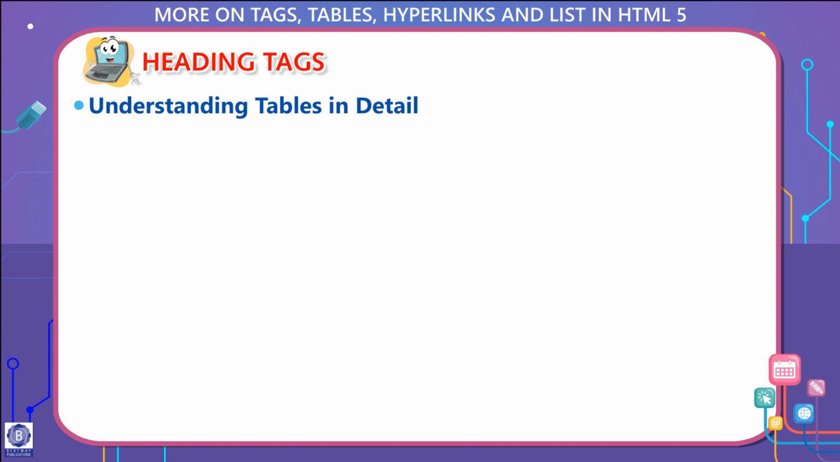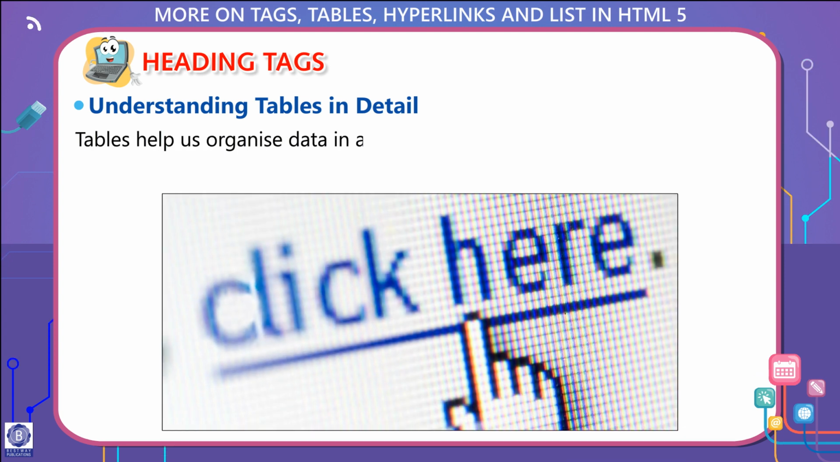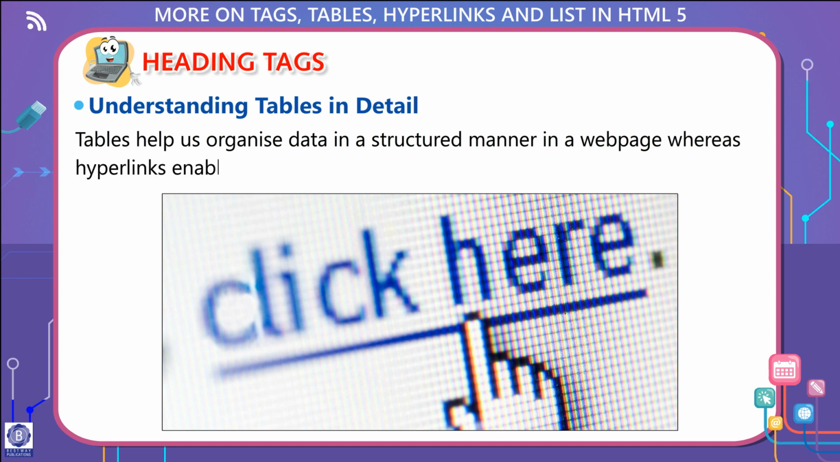Understanding tables in detail. Tables help us organize data in a structured manner on a web page, whereas hyperlinks enable us to connect different web pages.